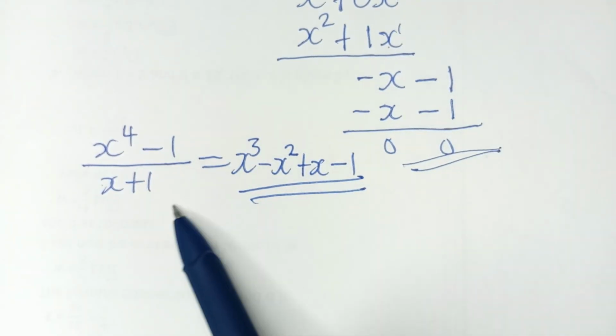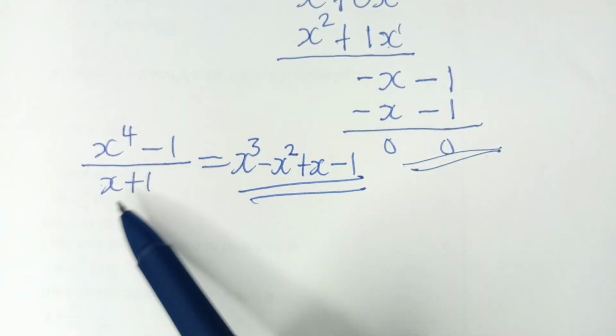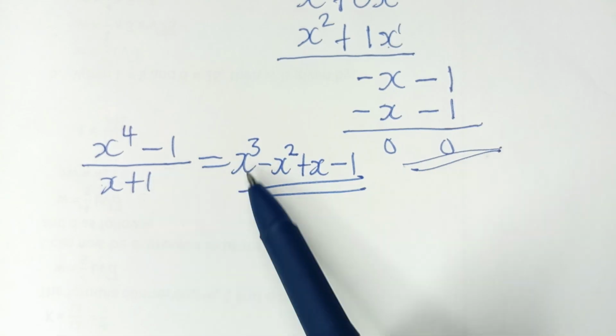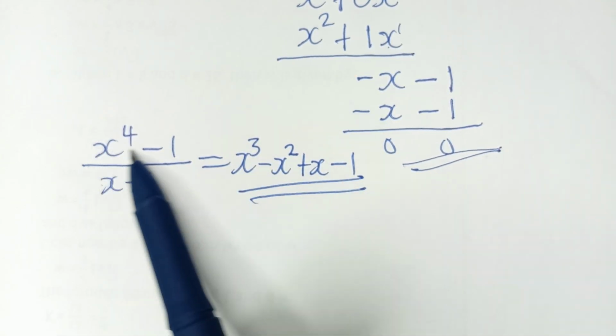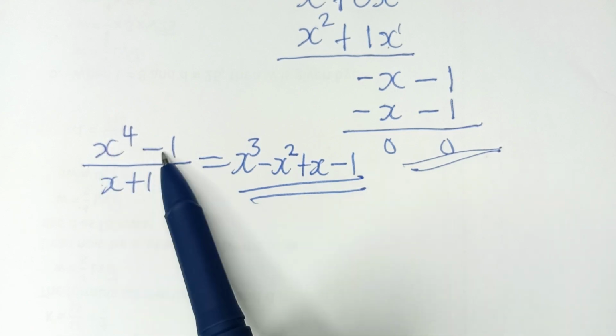To confirm that your answer is correct, use this value here to multiply this. Once you use this to multiply this, and you have this final answer, this top part, then you know that your answer is correct.